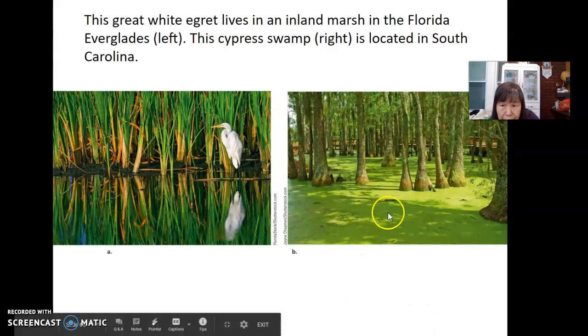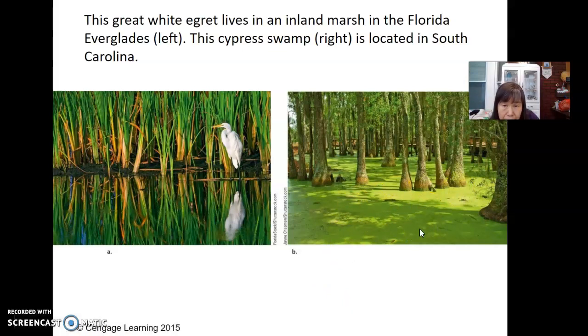So you can look at this one. The left one is the Everglades in Florida. And then the other one is the Cypress Swamp in South Carolina. Those all belong to inland wetlands.